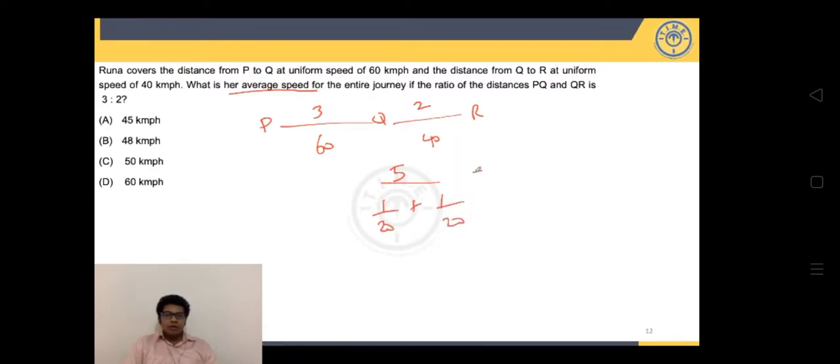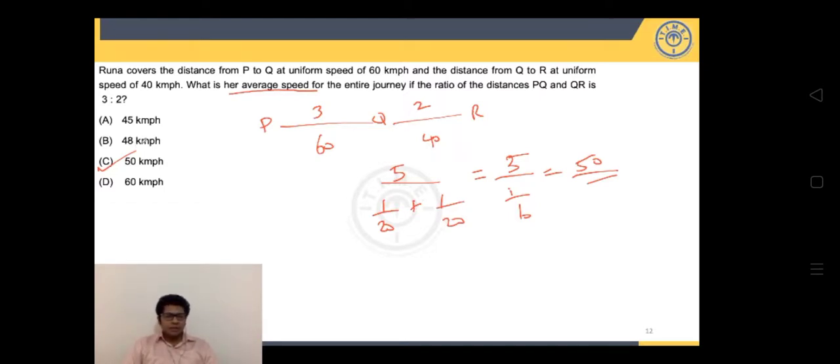1 by 20. So 1 by 20 plus 1 by 20 is nothing but 2 by 20, which is 1 by 10. So 5 by 1 by 10, which is equivalent to 50 kilometers per hour. Hence the answer will be choice C, which is 50 kilometers per hour.